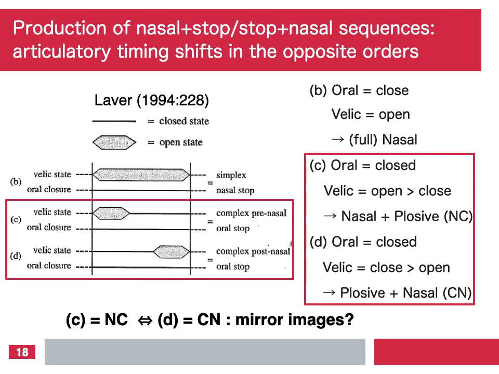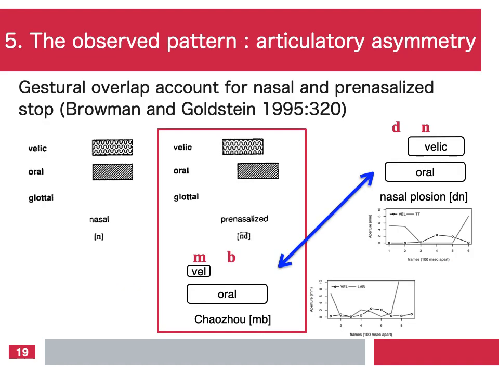Okay, now let's summarize and go back to our research question. Our question was whether nasal plosive and plosive plus nasal sequences are mirror images of each other. And now let's summarize the result.